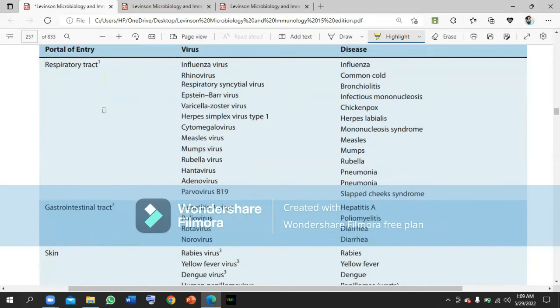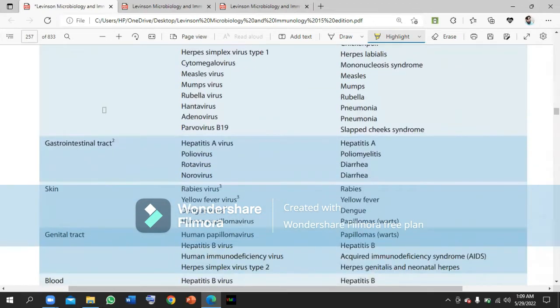The second is the gastrointestinal tract. Mostly this is through the fecal oral route. A normal person can get this virus through food, or when he comes in contact with infected feces. Hepatitis A virus causes hepatitis A infection, and there are poliovirus, rotavirus, and norovirus. These are the viruses that cause specific diseases, and they can infect a healthy person with the help of the fecal oral route. So this is the second type of transmission.